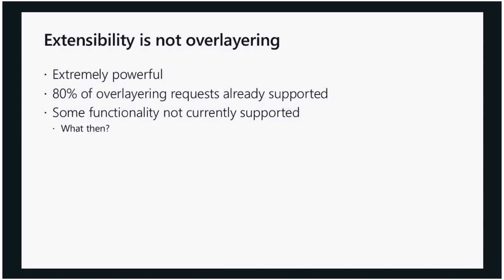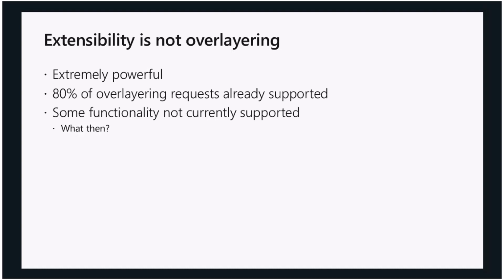Okay. So given all of that, and given all of the techniques we've talked about so far, it is still possible that there are areas in the application that don't support what you need. So extensibility, all the features that we're talking about, is not as capable as overlayering, right? Even so, with the powerful chain of command feature, we see that we can already support probably 80% of overlayering requests. And it's a very powerful technique. It's a very powerful language. However, there are features that are not currently possible.